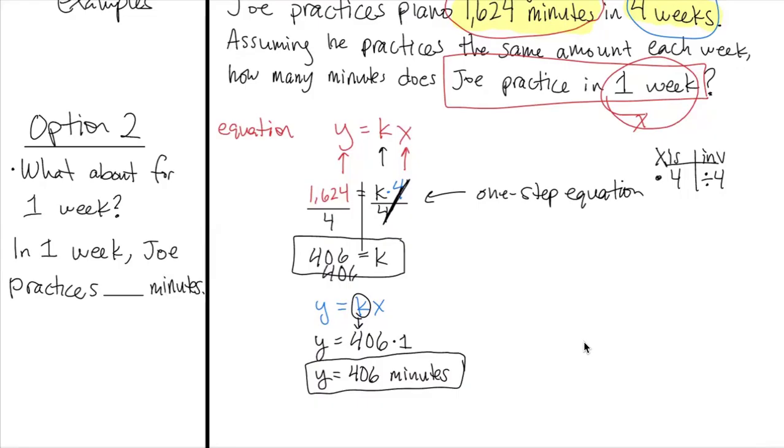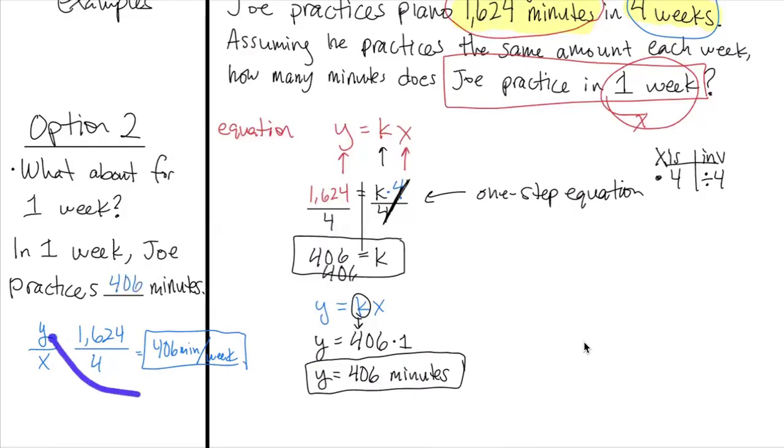Well, if he does 1,624 minutes in 4 weeks, how could I figure out how much he does in 1 week? Remember, this is always y over x. So I'm going to take 1,624 and divide that by 4. That's my 406 minutes per week. So every week, 406 minutes. So in 2 weeks, 812 minutes. So in 1 week, Joe practices 406 minutes.